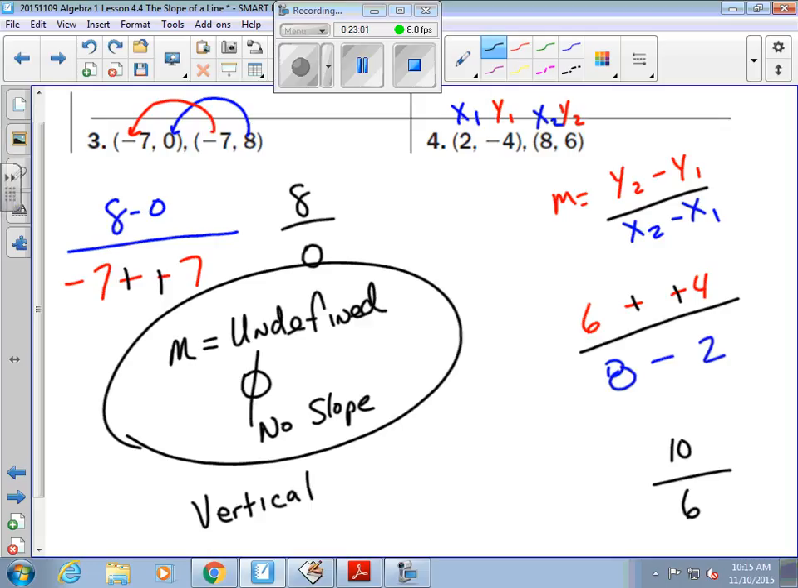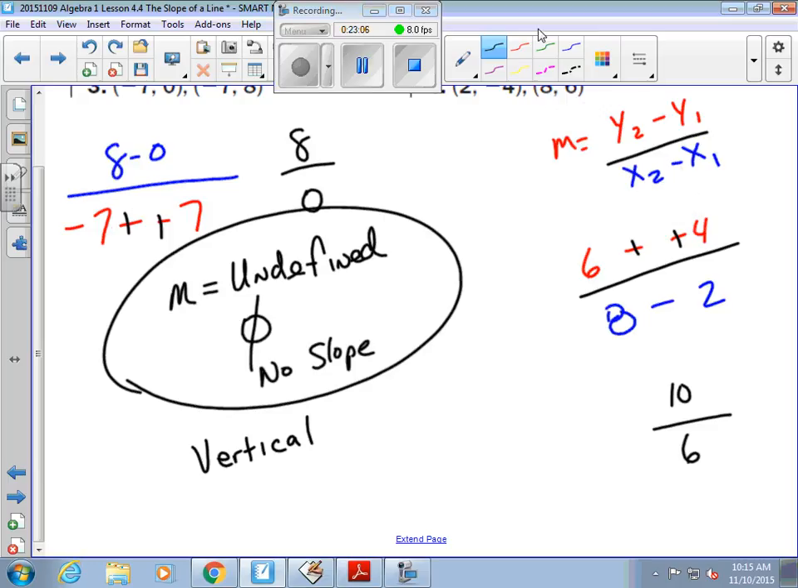This is not your slope because it is not simplified. The number 2 will go into both of these. This one 5 times and this one 3 times. Your slope then is 5 over 3. And again, we're classifying this one. Is it rising, falling, horizontal, or vertical? It is positive, therefore it is rising. This one is rising.